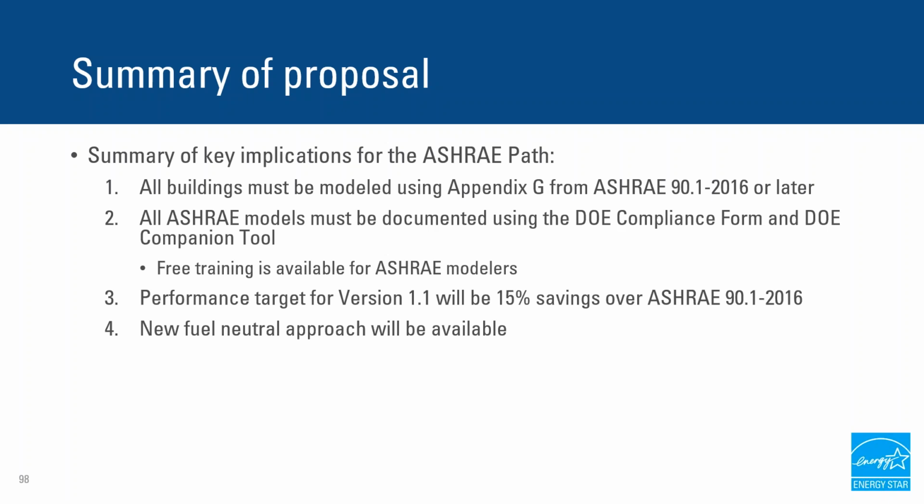So, summary of our overall changes. All buildings will be modeled using Appendix G from 90.1 2016 or later. All ASHRAE models would be documented using the DOE compliance form and companion tool. And it's important to note there's free training available for both of those, which is great. The performance target for version 1.1 would be consolidated to 15% savings over 90.1 2016. And we would add a new fuel neutral approach that could be used.